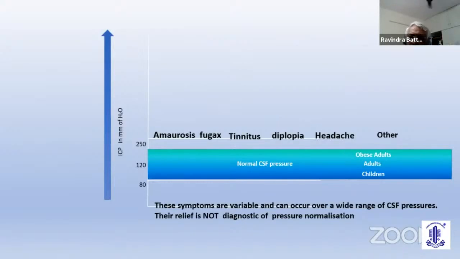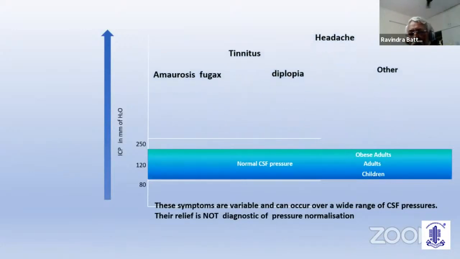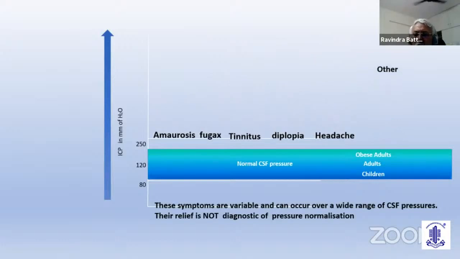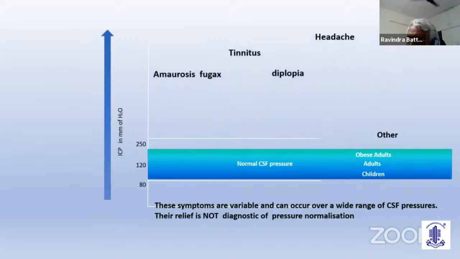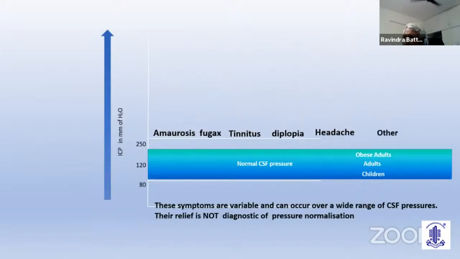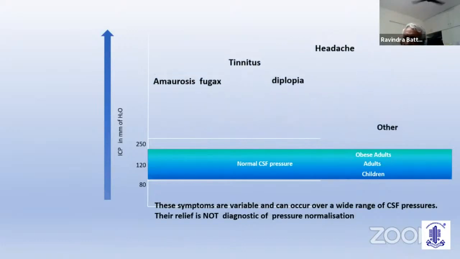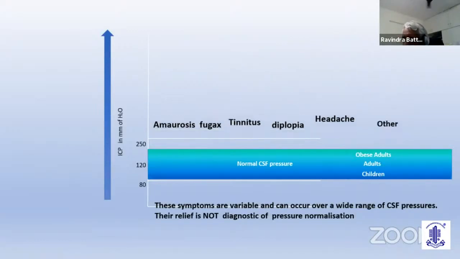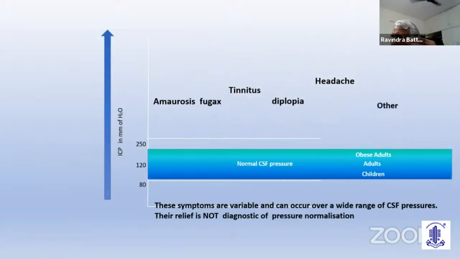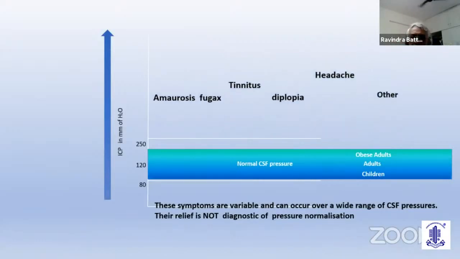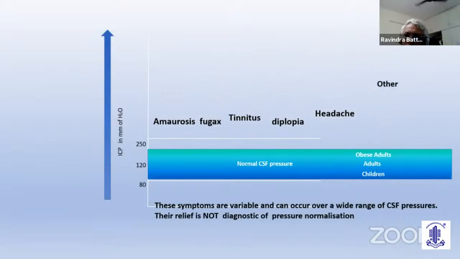One of the problems that neurologists do have when they try to evaluate IIH when they're acting alone, without the help of an ophthalmologist, is a presentation. Relief of any of these symptoms does not necessarily imply that CSF pressure has been normalized, because every patient may develop any of these symptoms at any level of intracranial pressure. This is where a neurologist is usually handicapped.